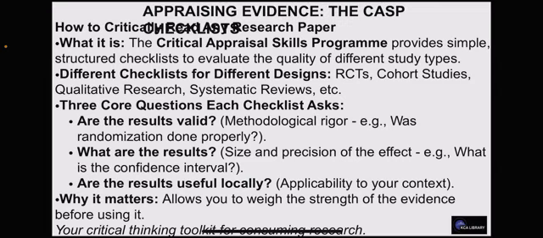So we also have the three core questions each checklist asks. One is, are the results valid? Then the second one is, what are the results? And the third question is, are the results useful locally? So these are the three core questions each checklist asks. When we are talking about whether the result is valid, this has to do with methodological rigor. For instance, was randomization done properly?